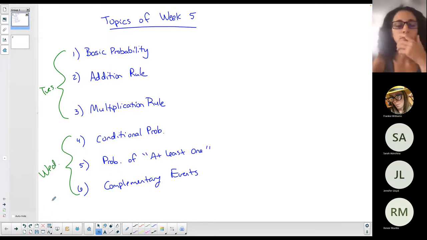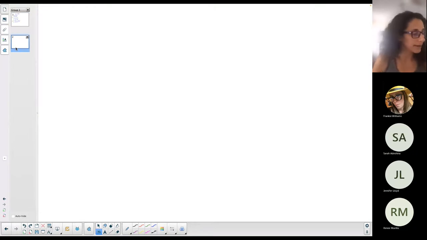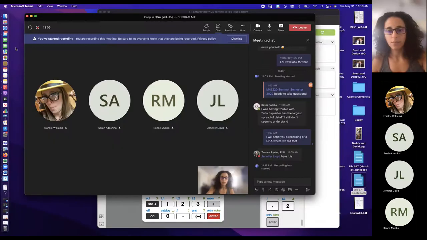And the multiplication rule, I'm gonna show two different ways. I'm trying to think if I want to show the formula for it until I do conditional. I might just do the concept of the multiplication rule and then do the formula related to it when I do conditional probability. So, all right. Let's say that. Okay, check in.